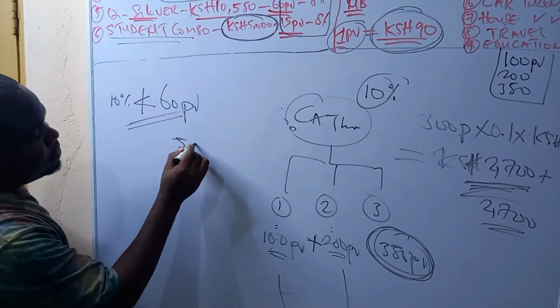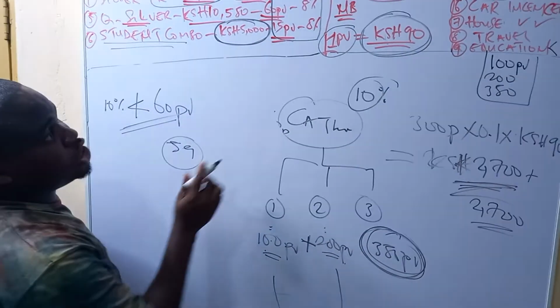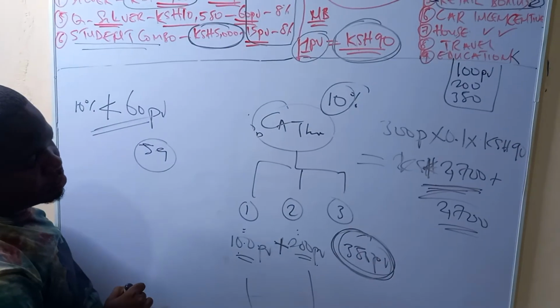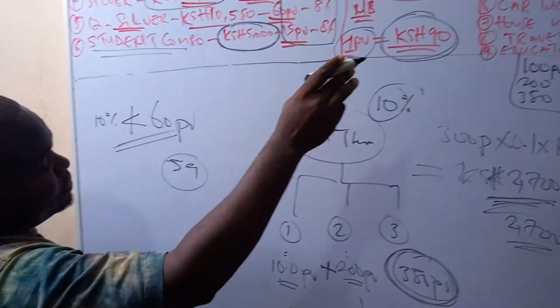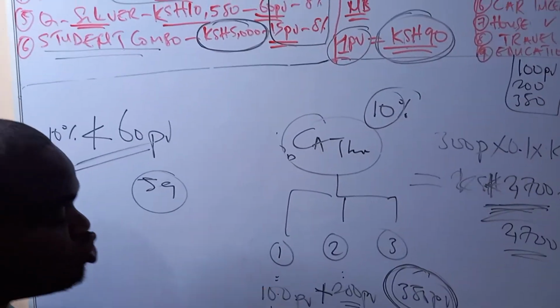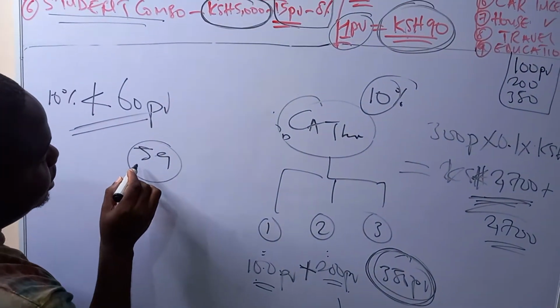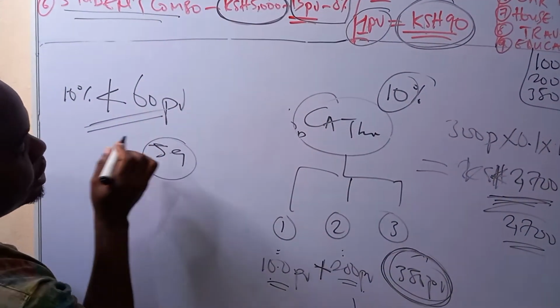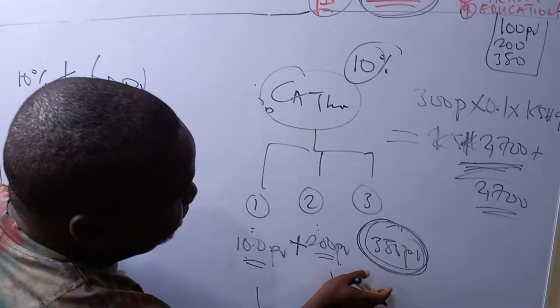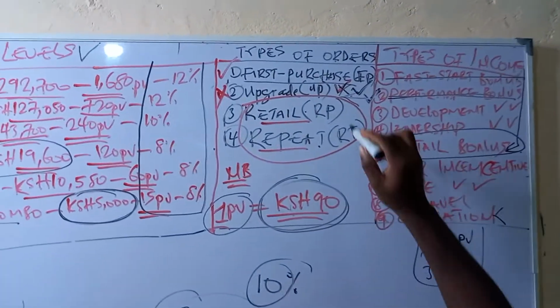So even if it is 59 PVs, you do not enjoy development bonus. I'm talking about one time, not cumulatively. But if it is 60 PVs and above, you enjoy 10% development bonus based on leg balancing. Okay, now that development bonus is also paid based on upgrade order.